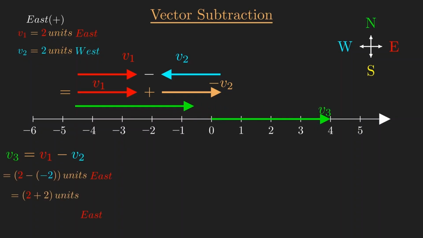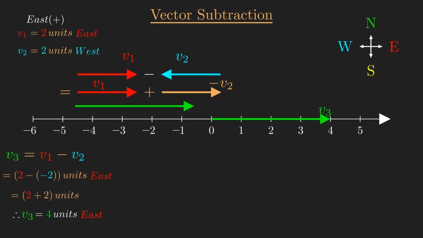Let's do the calculations. V3 is equal to V1 minus V2. V1 is 2 units. Subtract V2, which is minus 2. A minus times a minus gives us a positive, and 2 plus 2 gives us 4 units. So V3 is 4 units east.